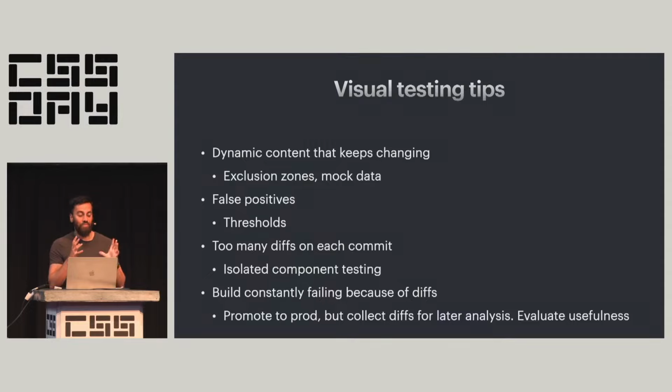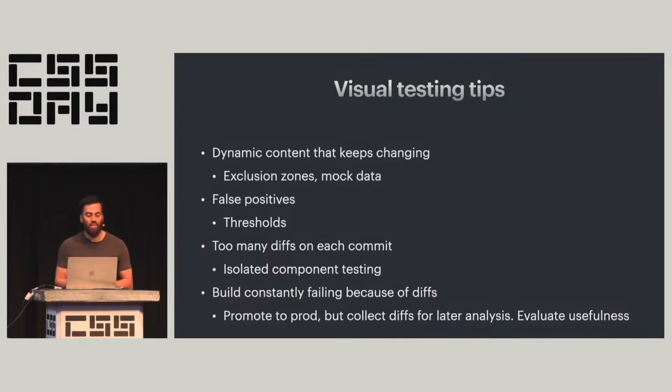Okay, if your dynamic content keeps changing, you can set up exclusion zones. Just search for it. Again, pretty much every tool offers the ability to mark a region of the page as excluded. So if a diff appears in that area, it will still allow you to pass. Personally, I'm not 100% on that, so I would mock data instead. I think mocking data, turning that dynamic data into static data, feels a little bit more reliable.